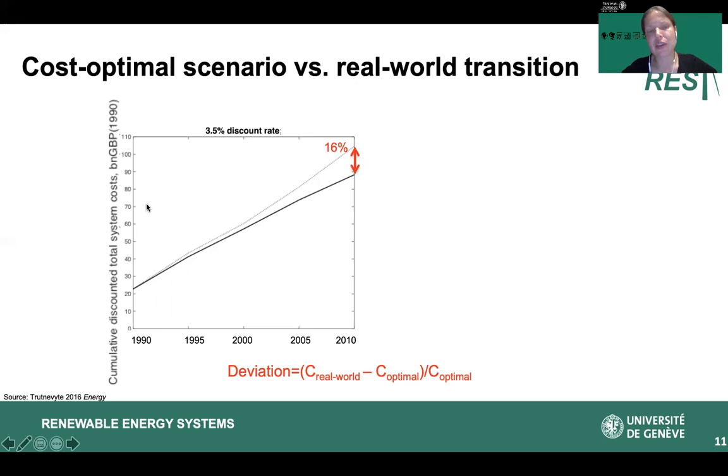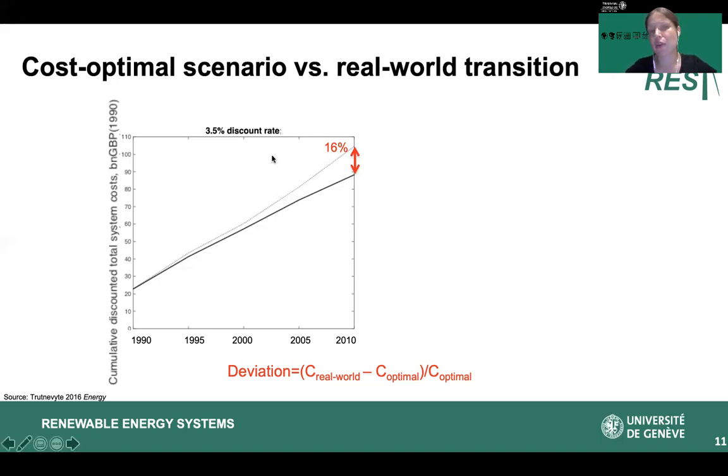And we can see that there's this consistent deviation from the cost optimal solution in terms of cost, that by the end leads to a 16% higher cumulative system cost. So that means in the UK, the transition has consistently followed this path that was not cost optimal.